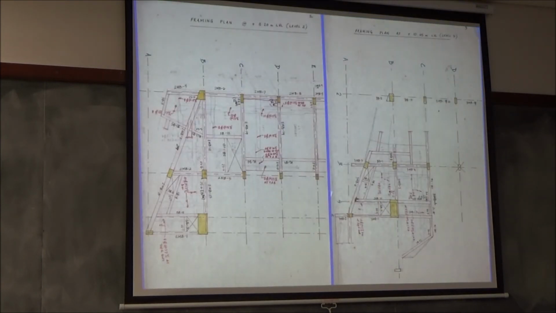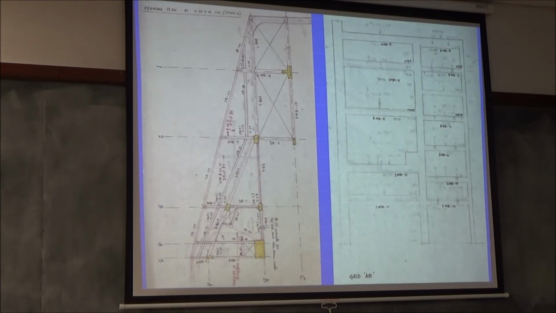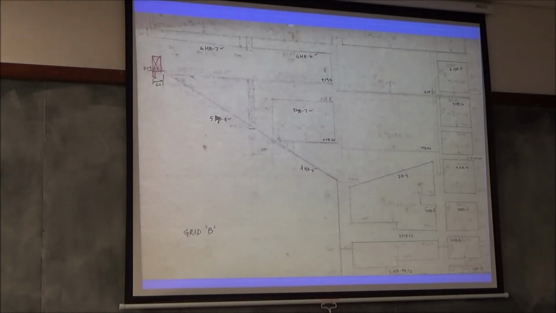So we have all these different plans at different levels. It's a 5-story building. So, and typical structural elevation. So you have to be very clear what's inside the building. What's the structure inside, what are the loads you can expect, and then you have to start your analysis. So there are many elevations.